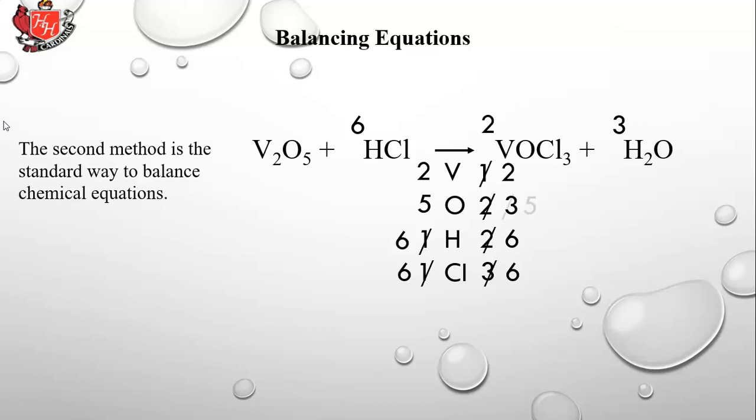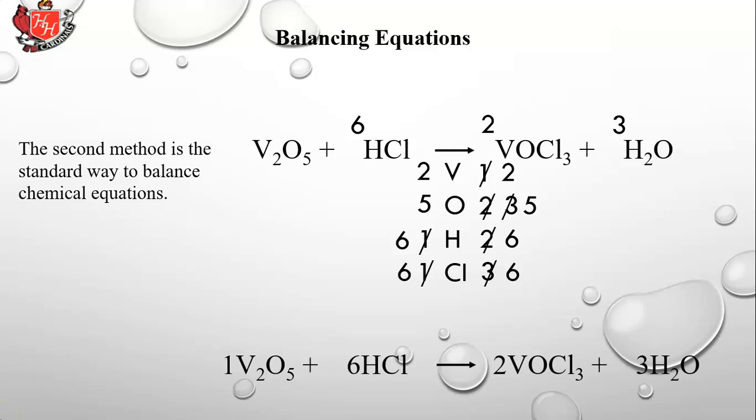So that means we're going to balance the oxygen, make it 5 on the left. It's going to be 5 on the right to balance the 5 on the left. So if you look at the numbers I have there, everything is in balance. 2V, 2V, 5O, 5O, 6H, 6H, 6Cl, 6Cl. So everything's in balance, so you can go ahead and write the equation down at the bottom.